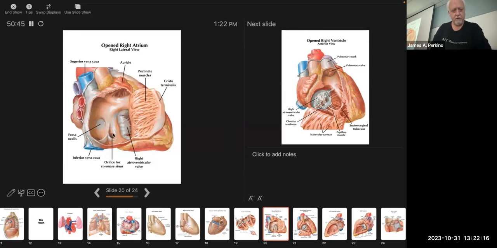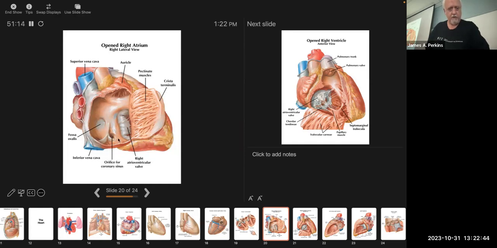And then finally, there's a little hole right here, just a little bit medial to where the inferior vena cava enters. This is the orifice for the coronary sinus. Remember, that's the big vein on the back of the heart that collects all the deoxygenated blood from the heart itself. So that is flowing into the right atrium as well. And that also has its own little flap, its own little valve, so that blood can't flow backwards into the coronary sinus.